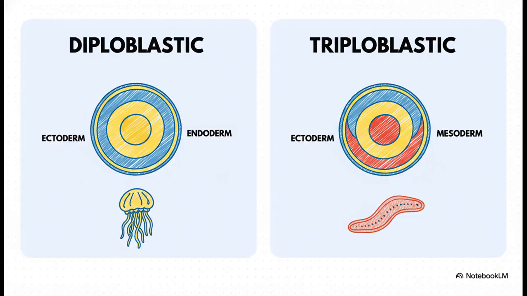Okay, so during development, an embryo forms these layers that are destined to become all its different parts. Simpler animals, like jellyfish, are diploblastic. They have just two layers, an outer ectoderm and an inner endoderm. But the big evolutionary leap was becoming triploblastic, which introduced a third middle layer called the mesoderm. And let me tell you, the mesoderm is the true game changer. This is the layer that develops into muscle, bone, and all the complex organs, all the machinery that allows animals to move, hunt, and build really complex bodies.